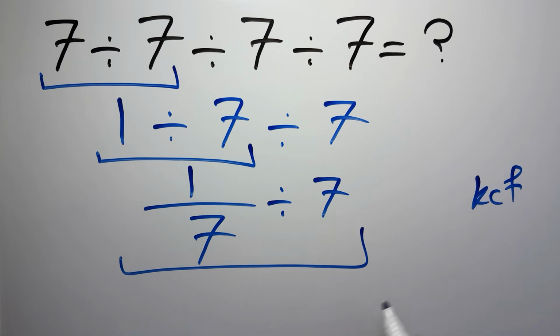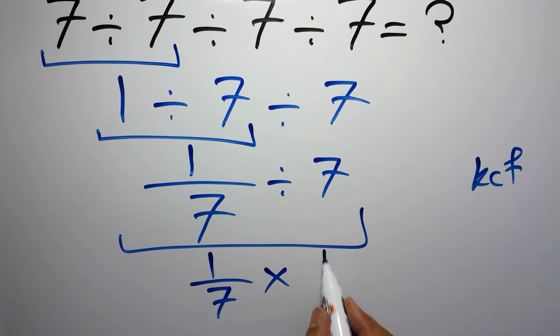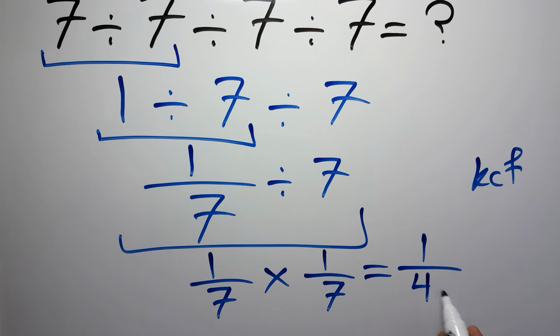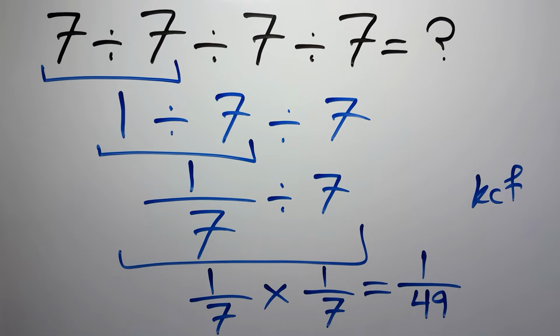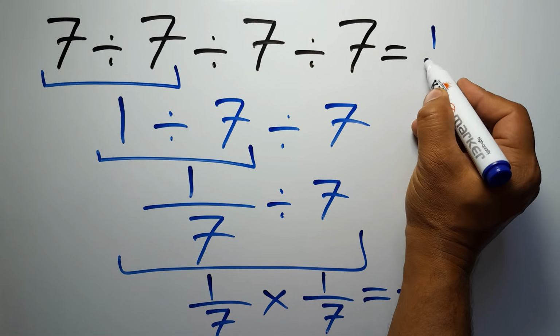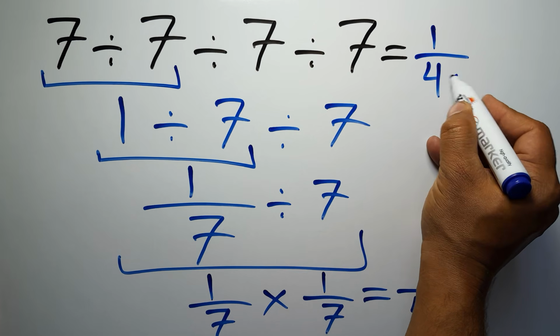stands for flip. We can write keep the first fraction, change division to multiplication, and flip the second fraction. So 1 over 7 times 1 over 7, which equals 1 over 7 times 7 gives us 49. And this is our final answer to this problem. The correct answer is 1 over 49.